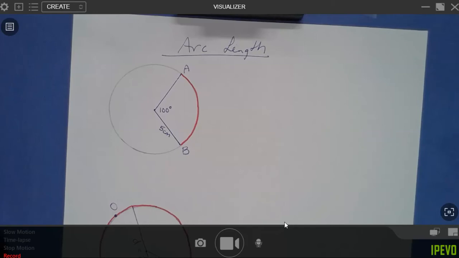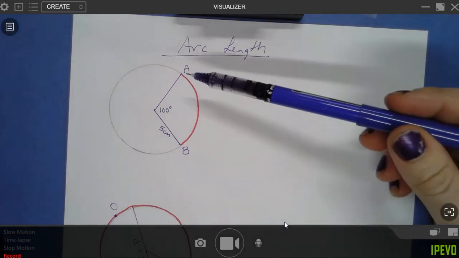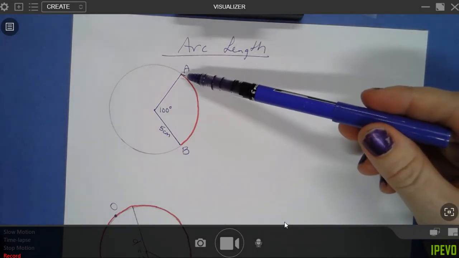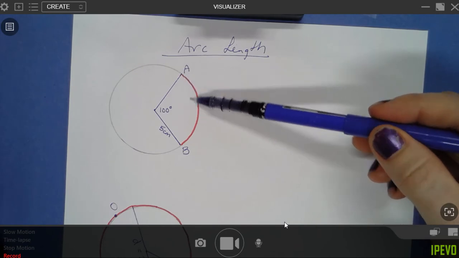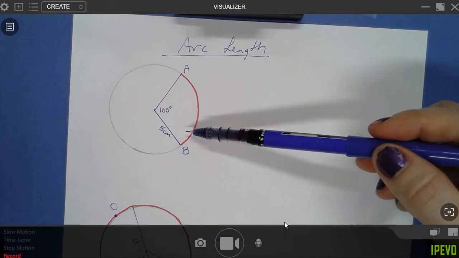We are now looking for arc length. When we're talking about arcs, we're talking about a part of the circumference, not the entire circumference. So in this first problem, we're looking for this arc from here to here, which is considered to be a minor arc because it's less than 180 degrees.